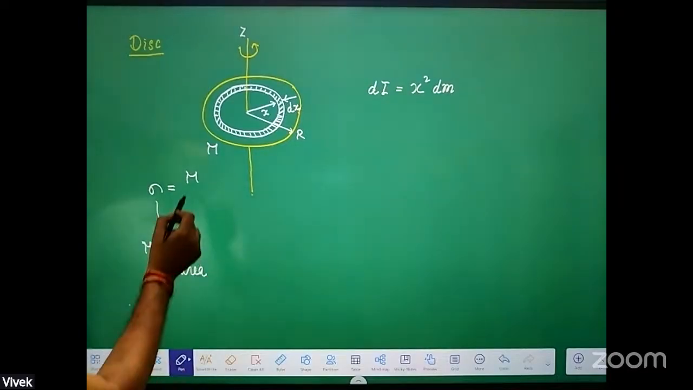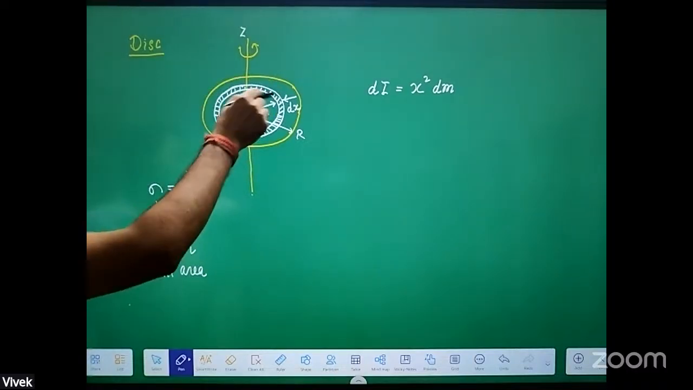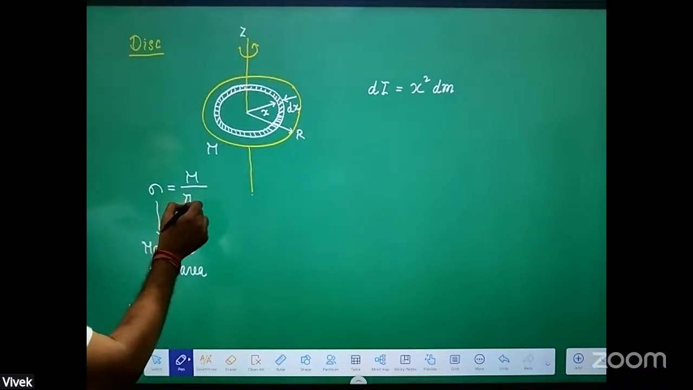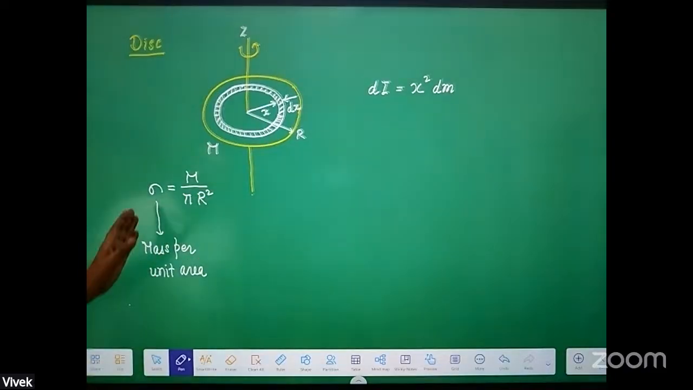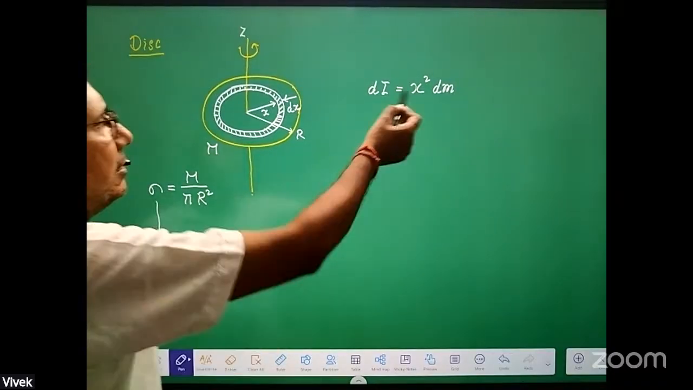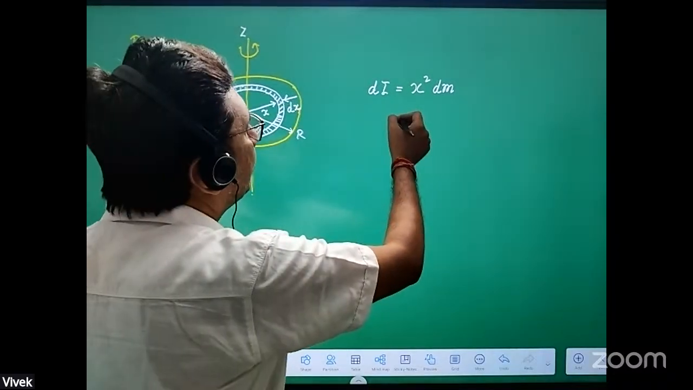Okay? Total mass divided by the area of the disk. The area of the disk will be pi r square. So this sigma will be m upon pi r square. So this is mass per unit area. Okay? Now what will be this dm? How much will dm be? This will be multiplied by x square.